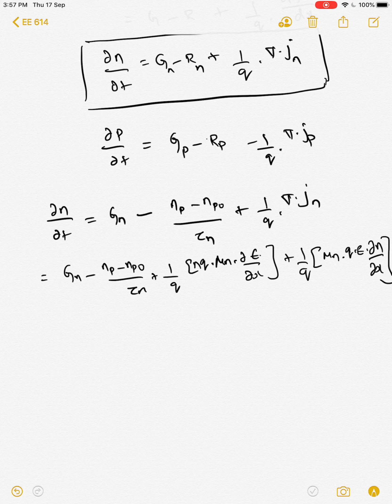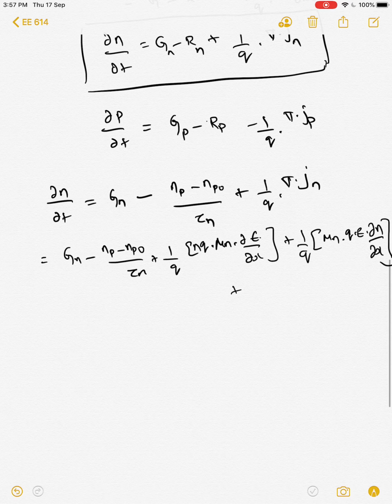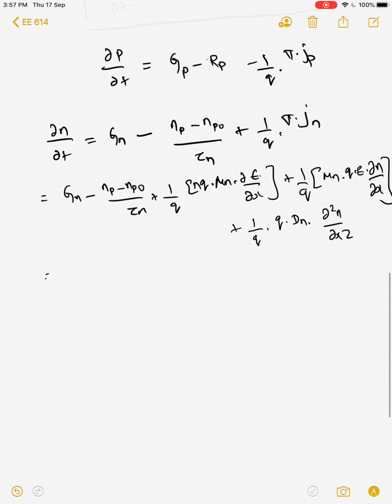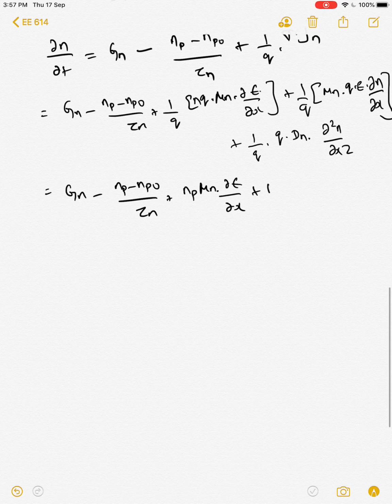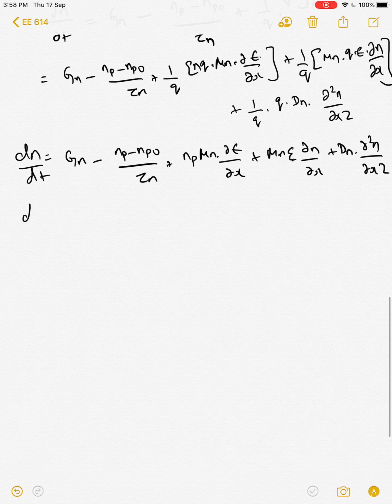Remember, because both of them can be variable, plus 1 by q into q Dn d square n by dx square, which can be written as Gn minus np minus np naught by tau n plus np mu n dE by dx plus mu n E dn by dx plus Dn d square n by dx square. So basically this is dn by dt. The same thing can be written for holes as well.